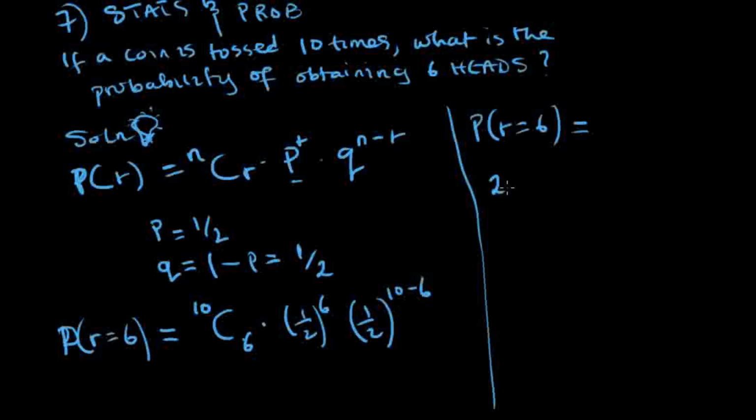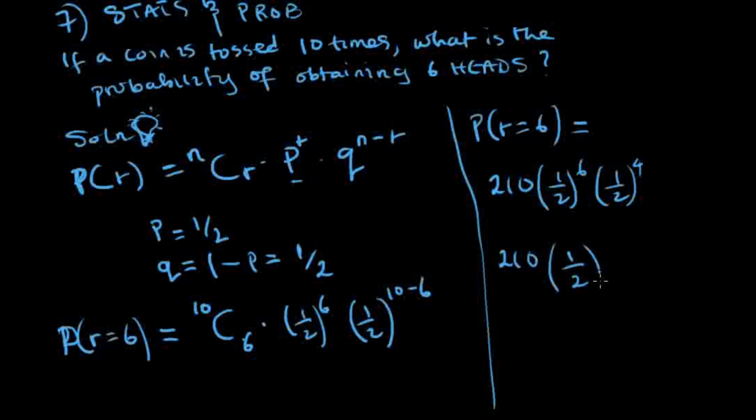So you have 210, then 1 over 2 raised to the power of 6, and this will be 1 over 2 raised to the power of 4. If you use the law of indices, since we have 1 over 2 and 1 over 2 in both cases, then the indices we add: 6 plus 4 is 10. So this is 210 divided by 2 raised to the power of 10. 2 raised to the power of 10 should be 1024.